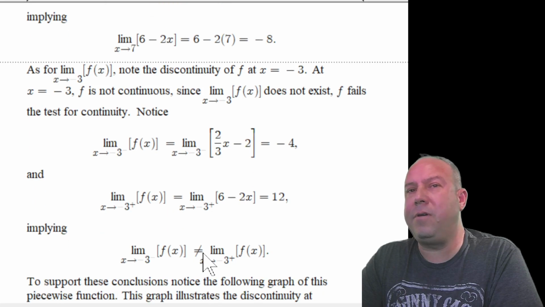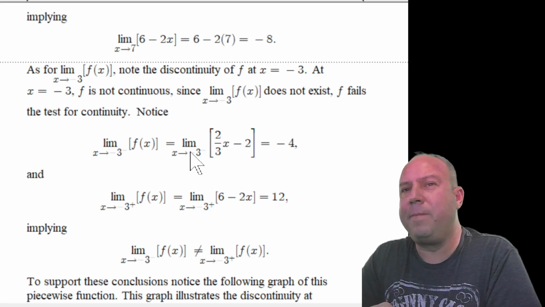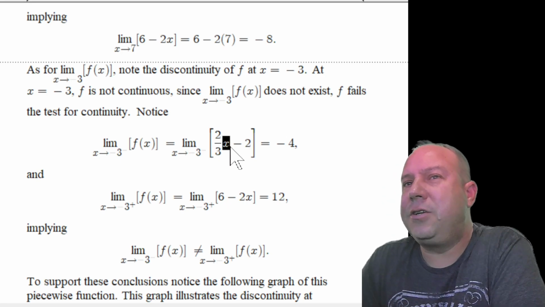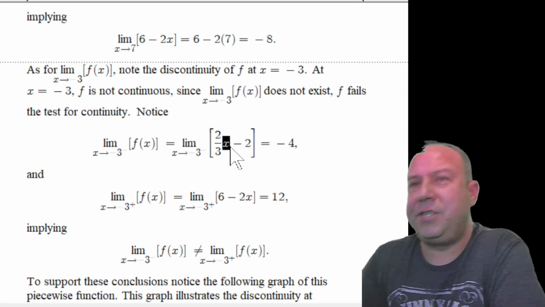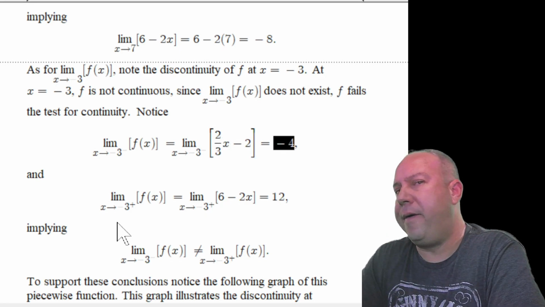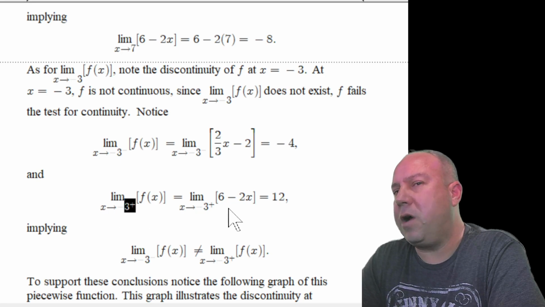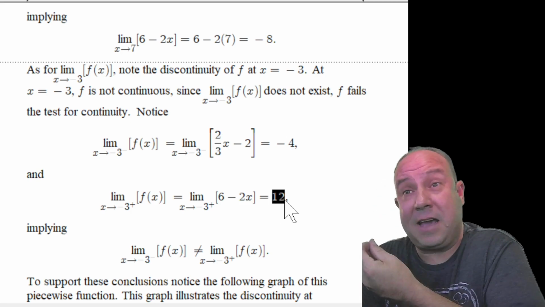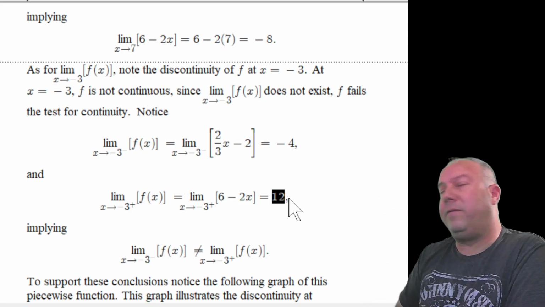Did I really get that? I did get that math wrong. It's not -3, it's -4. If we take note, approaching -3 from the left, if we substitute in -3 here, that's actually going to turn into -2. My apologies, -2 would yield -4. Whereas if we approach -3 from the right, we would approach on the piece 6 minus 2x. There, I had that correct. We would approach the value of 12.